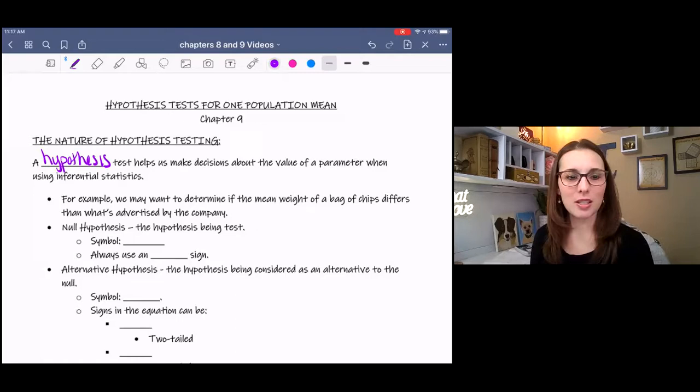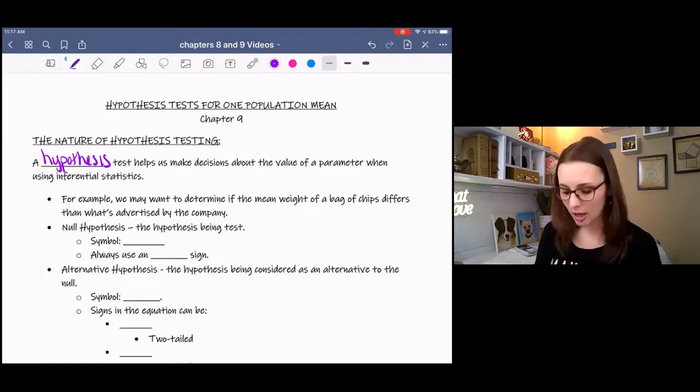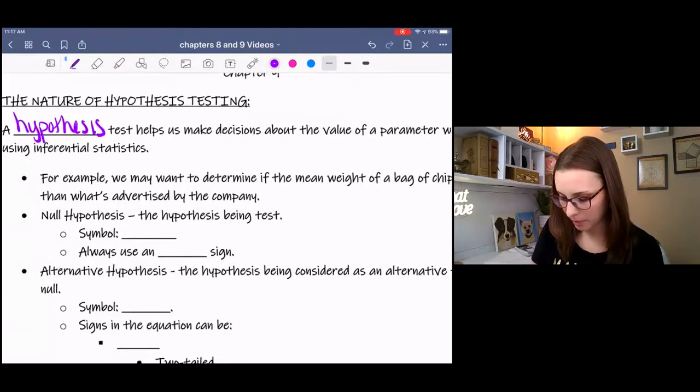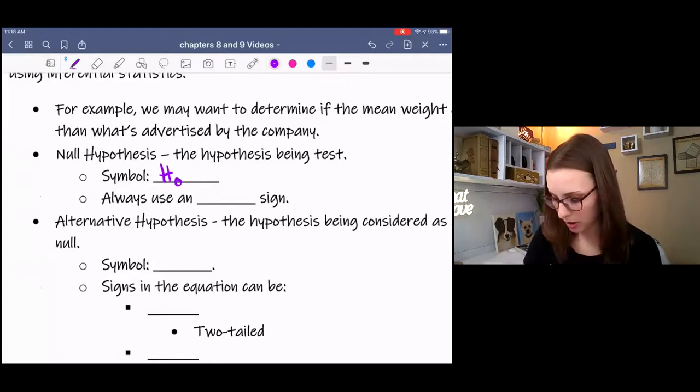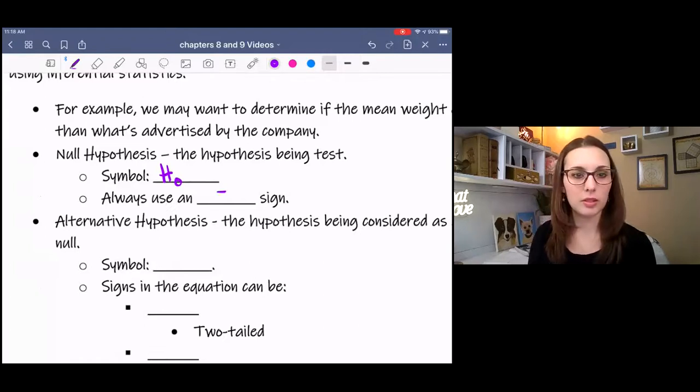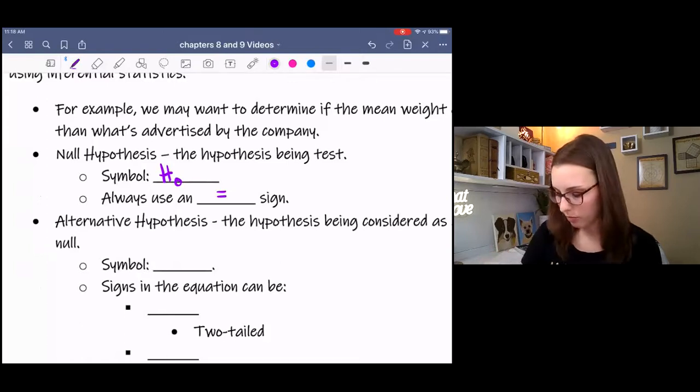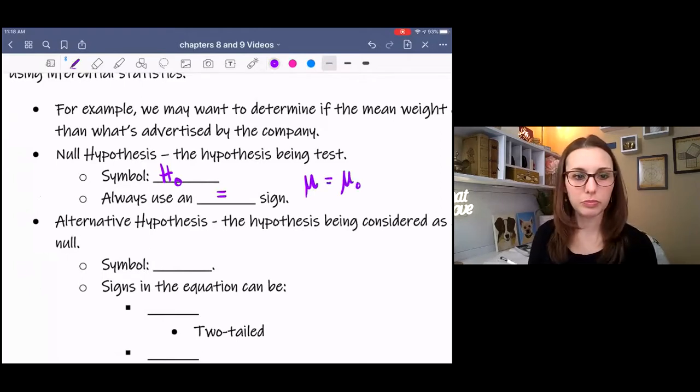The null hypothesis is the hypothesis being tested. The symbol we use for a null hypothesis is always H naught, or H sub 0. And whenever we write out the null hypothesis, we always use an equal sign. So you'll have mu equals mu naught, the value we're testing.